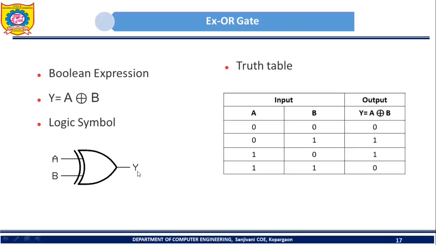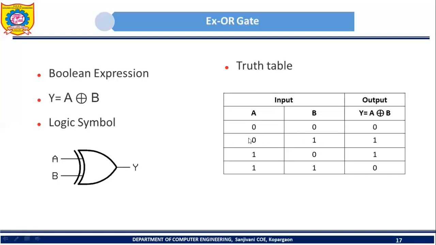Then truth table. This is the truth table for XOR gate whose inputs are 2, A and B, and Y is output. I told you that output of XOR gate will be 1 when number of true inputs are odd. True input means logic 1, so number of logic 1s should be odd. For the first row, how many logic 1s are there? 0. So the output of XOR gate will be 0.